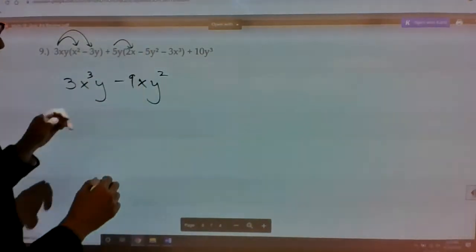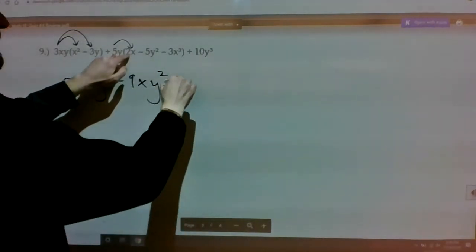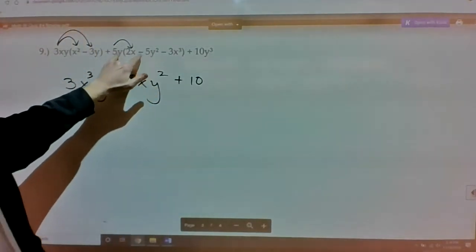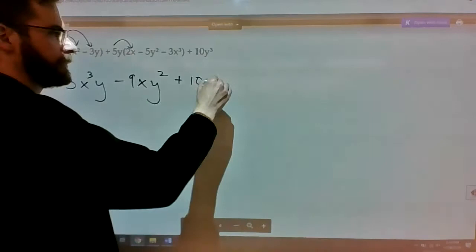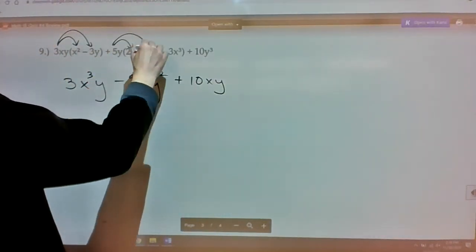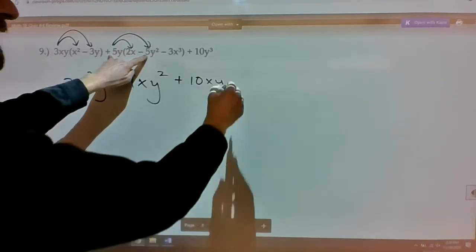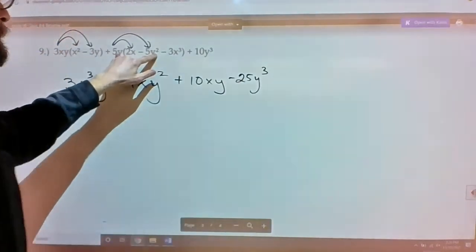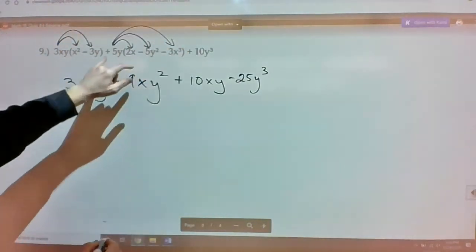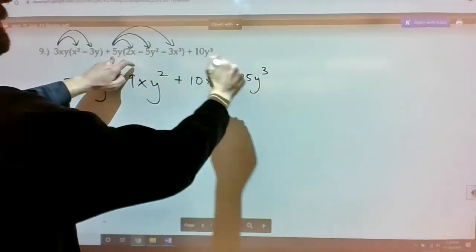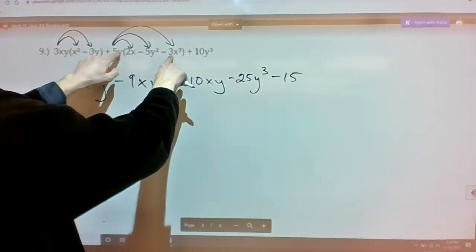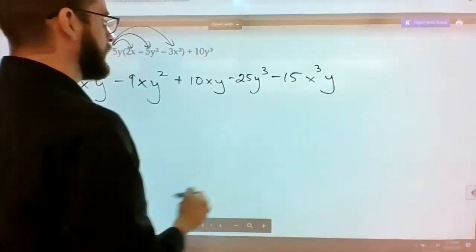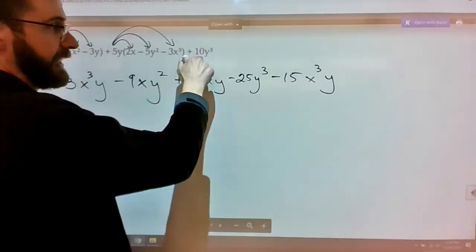All right, now you take 5y times 2x, it's going to be positive 10 yx. Now, I think it's better to, instead of writing yx, just write it xy. You're allowed to do that. Then you take positive 5 times -5. That's -25. Y times y squared is going to be y to the third power. Then you got positive 5 times -3. That's going to be -15. There's going to be a y there, but also an x cubed. So it's x cubed y. And then there's just a plus 10y cubed chilling out at the tail end of this.